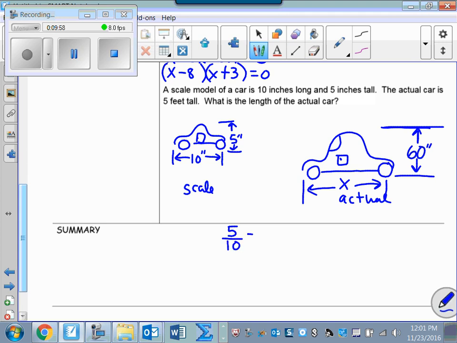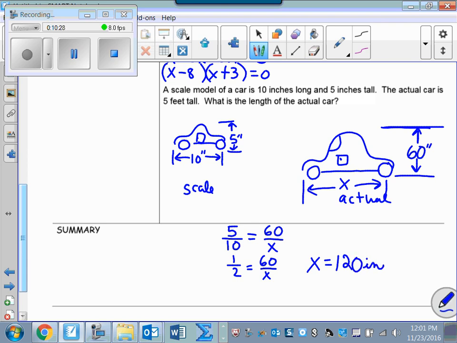5 is to 10, as 60 is to x. Could I have said 5 is to 60 as 10 is to x? Of course. And I'd still get the same thing because of the properties of proportions. So I want to simplify this now, right? Let me simplify. This is going to give me 1/2 equals 60 over x. So now when I take the cross product, I get x equals 120, and this is inches.